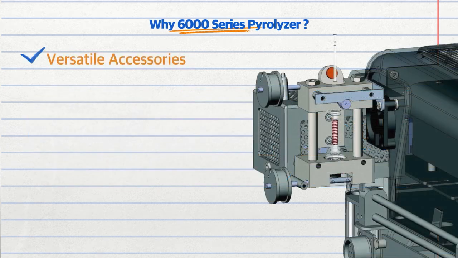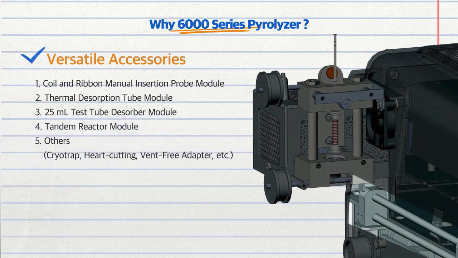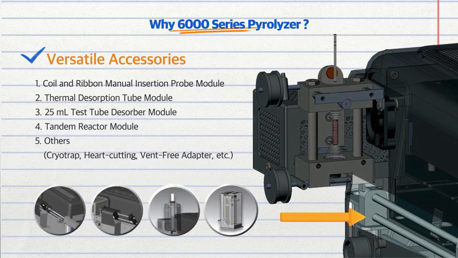Versatile accessories available. The 6200 comes with a multi-purpose rail mount to allow easy mounting of optional accessory modules, such as the autosampler module, dynamic headspace module, thermal desorption module, manual probe, cryo trap, heart cutting and vent-free adapter, etc.